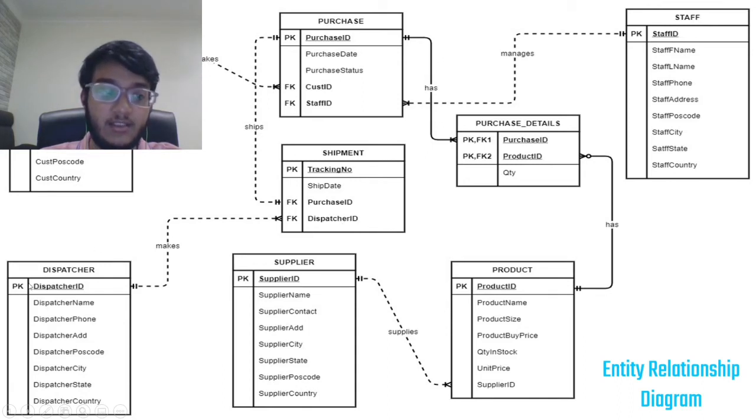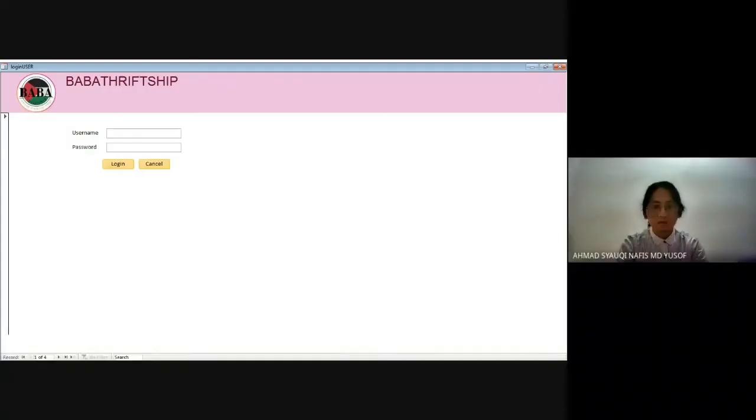And dispatcher ID is the primary key of the dispatcher. Supplier ID is the primary key of supplier. Product ID is the primary key for product. Staff ID is the primary key for staff. But the composite entity, which is the purchase detail, primary key and foreign key are the same, and therefore it is purchase ID and product ID. That is all. Thank you.